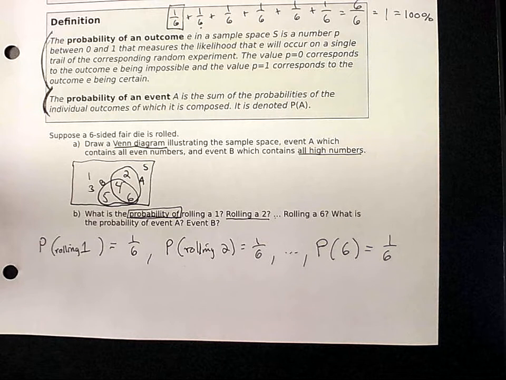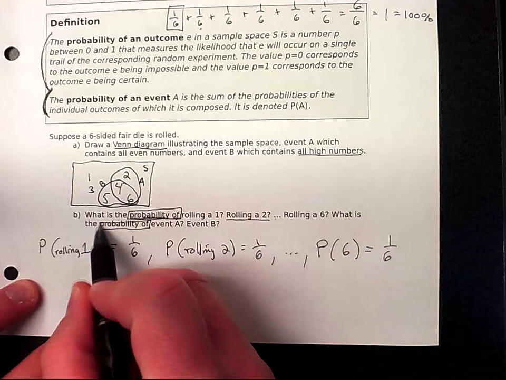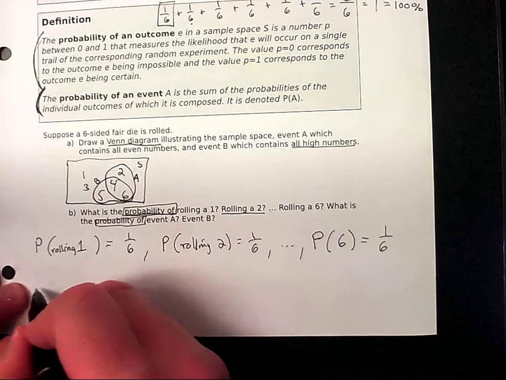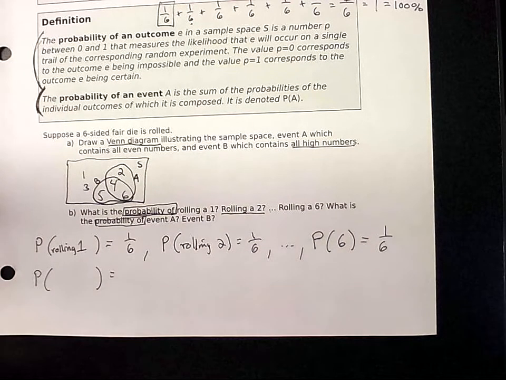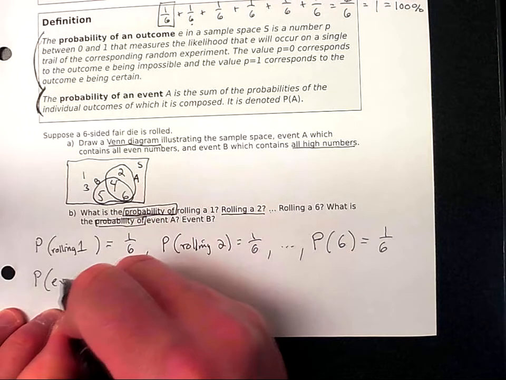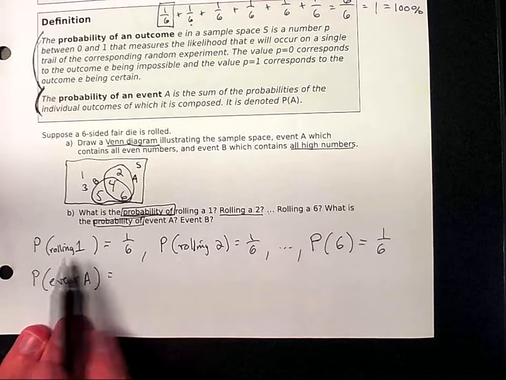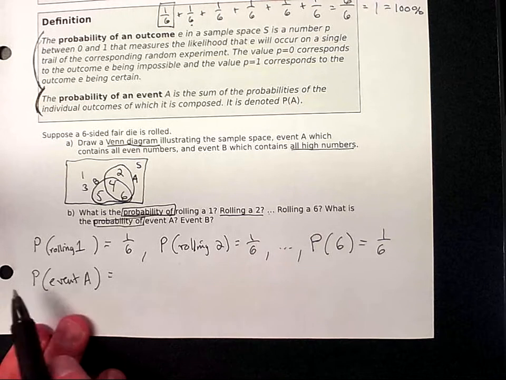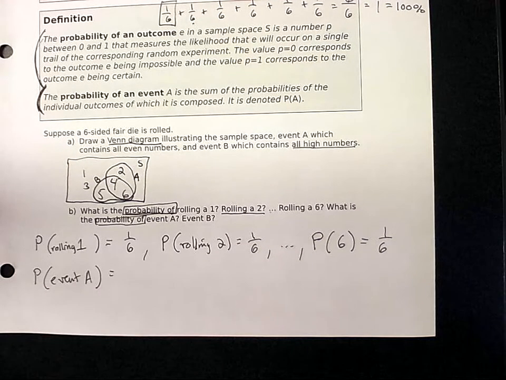Everybody good with this so far? All right. Well, now it's also asking us to find the probability of event A. So here I'm going to have the probability of, and now in here I can write event A. Or just like I did up here with rolling, what I'm eventually going to do is write the probability of, and I'm just going to put a capital A here and just leave the event away.